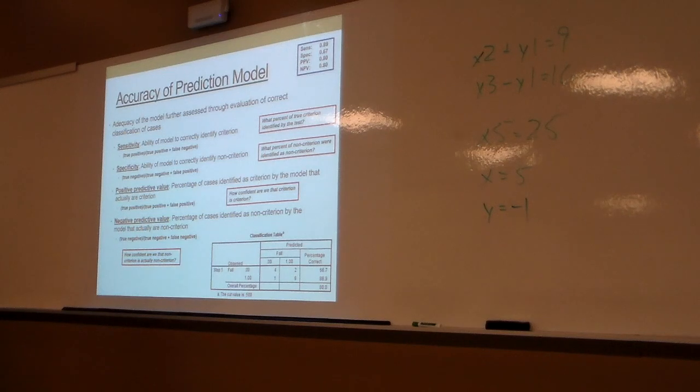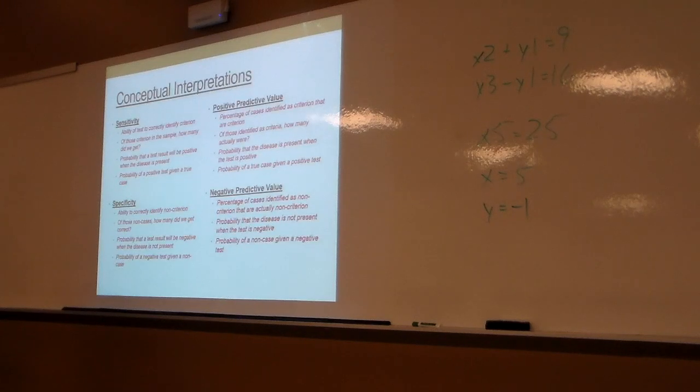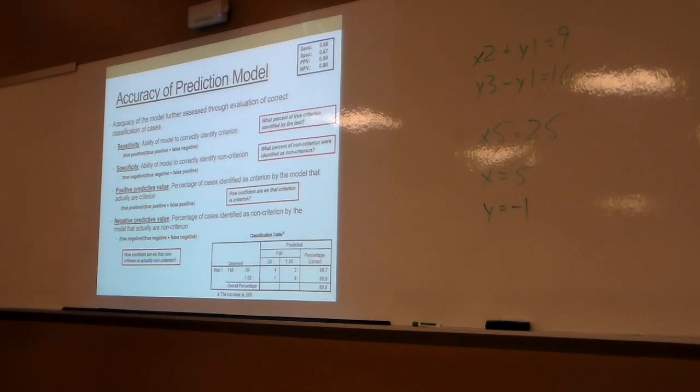Of the people who were identified as falling, how many actually fell? About 80%. Of the people I identified as not falling, how many actually didn't fall? That's my negative predictive value right there. And so what we're doing with this is thinking about different ways of fitting this together to give some practical interpretation to my model.